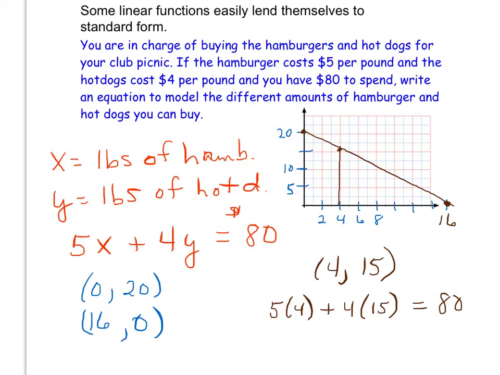So again, the word problem lent itself to standard form because our two unknowns times a value for each of them just fit into that ax plus by equals c. Once we had it in that form, intercepts seemed like an easy way to graph it, and then the graph is just a visual representation of our different possibilities of what we could buy.